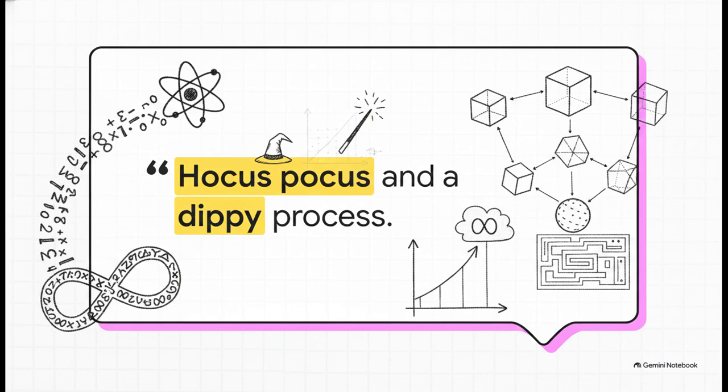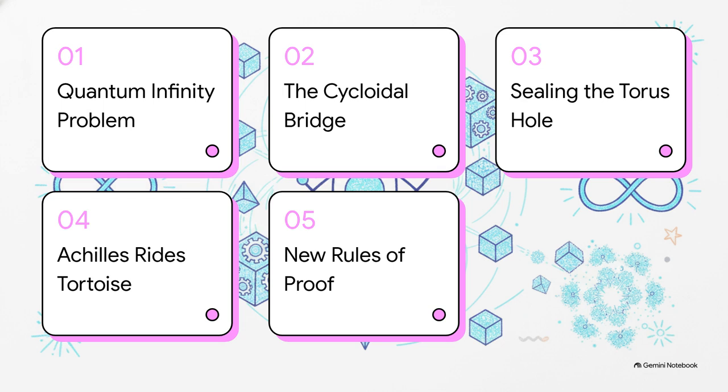Well, the paper we're looking at today argues that we don't actually need these magic tricks at all, provided we just fix the underlying geometry. Here's a quick roadmap for this explainer. We'll start with the quantum infinity problem, move into the cycloidal bridge, look at sealing the torus hole, discuss how Achilles rides the tortoise, and finish up with the new rules of proof. I promise we're going to break this complex math down into really clear, manageable steps.